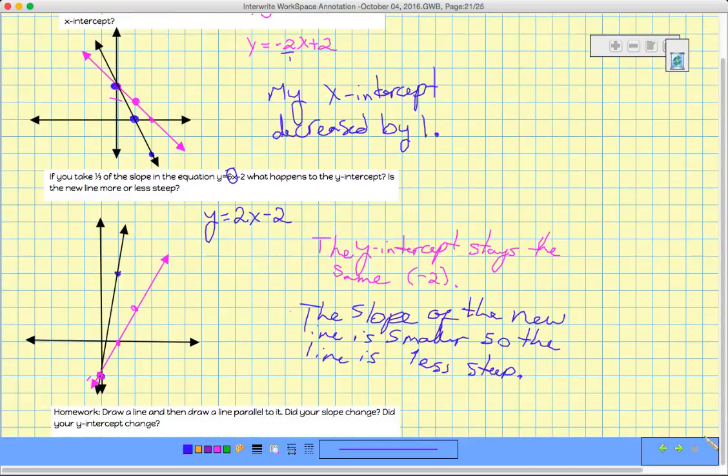There we go. Your job is to draw a line, any line you want, and then draw a line parallel to it. Tell me if your slope changes and how, and if your y-intercept changes and how.